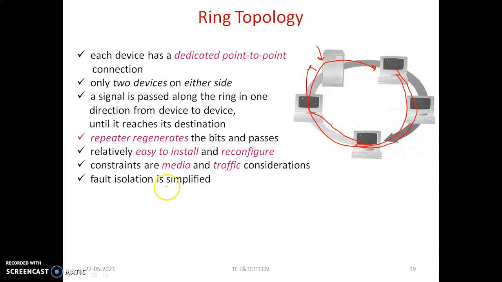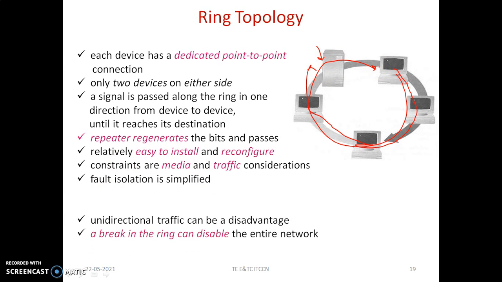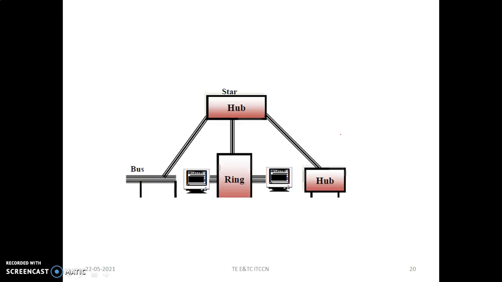Then the fault isolation is simplified. That is one advantage of the point-to-point connectivity. But what solution can there be instead of unidirectional? Unidirectional traffic can be a disadvantage, because if messages are sent continuously, there is only one way. A break in the ring can disable the entire network. If there is a fault in one of the communication links, it may disable the entire network until this fault has been isolated or troubleshot. But the advantage is it is easy for reconfiguration and finding out the faults if there are any. So this was about the ring topology.